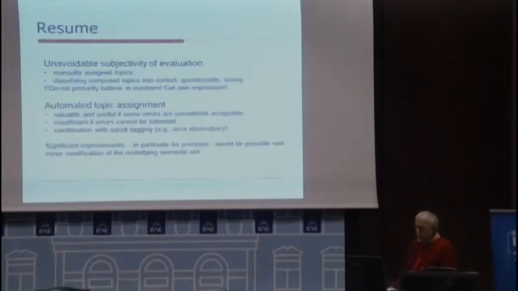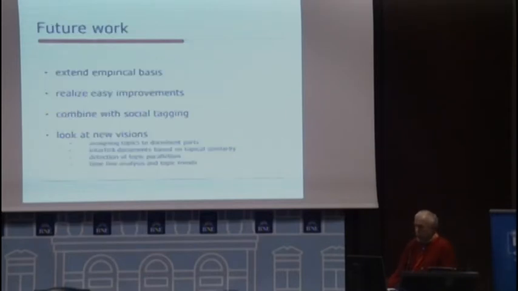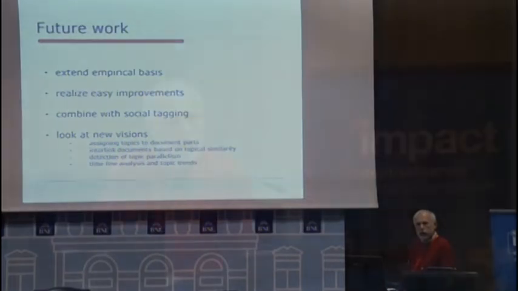One point of a résumé: we really think that automated topic assignment is valuable and useful if errors are considered acceptable, and insufficient or inappropriate if you think that errors cannot be tolerated. That is the lesson learned. Future work: we will try to extend the empirical basis. We try to realize improvements and combine with social tagging, and you can look at the new versions I mentioned before. Thanks for your attention.